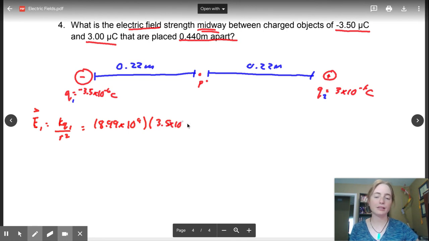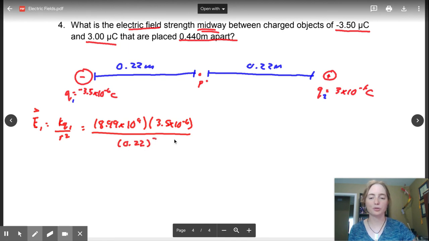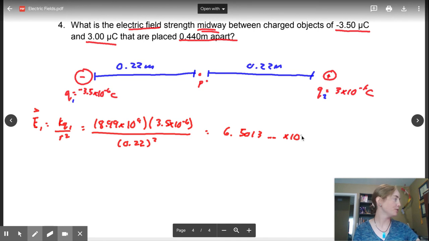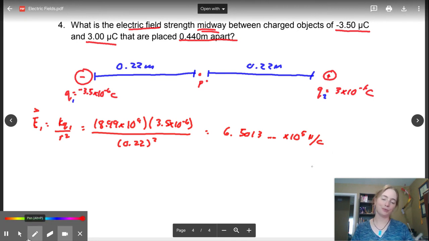3.5 times 10 to the power of negative 6. Divide that by our 0.22, square it. And we're going to get the magnitude of 6.5013 times 10 to the power of 5 newtons per coulomb. Okay. So I will come back and do direction afterwards. That way we can really think about direction all at once.